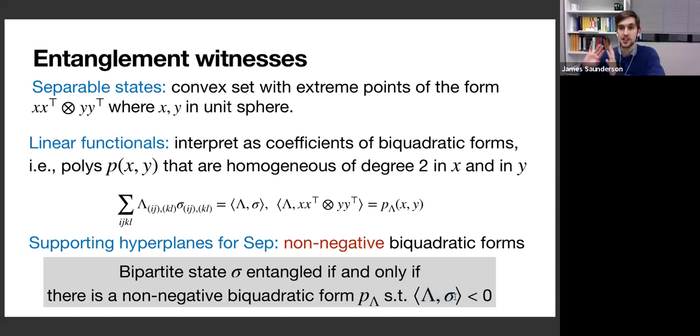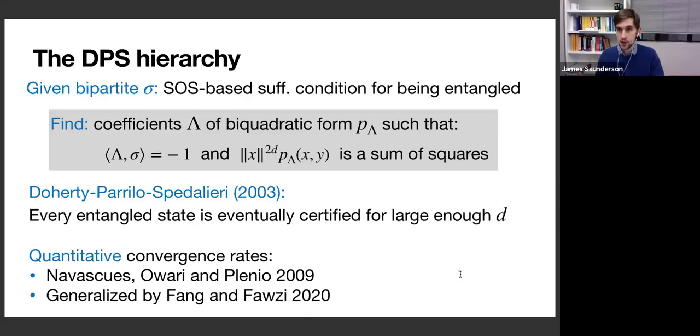So it will have necessarily non-negative inner product with all separable states, and if I can find one with negative inner product with my state, then I've witnessed the entanglement of this state. Okay, so this is kind of the formalism, the convex geometry. And then of course, we can apply the sum of squares machinery. And this has been done a while ago, although there's been much more recent work on understanding better this hierarchy.